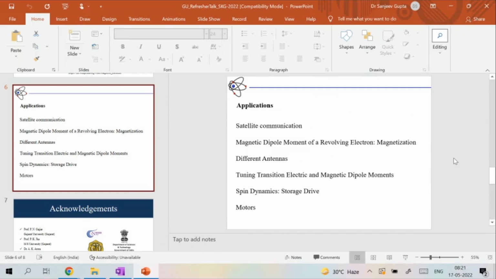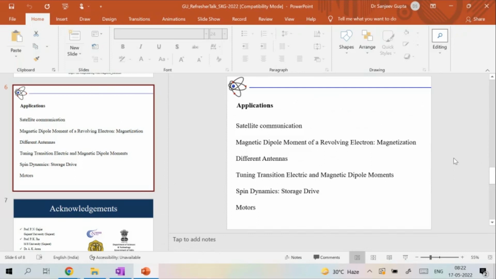Once you know the idea about the magnetic dipole moment for a revolving electron, it gives the idea about magnetization, how magnetization comes into the picture. And this is always a vast area. If you take nanotechnology in this case, and if you prepare any magnetic nanoparticle, it is always a fascinating area to understand the magnetic dipole moment for the magnetization case.